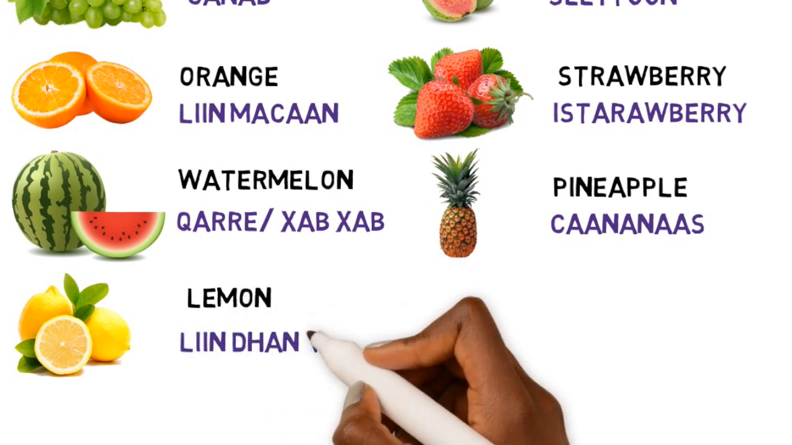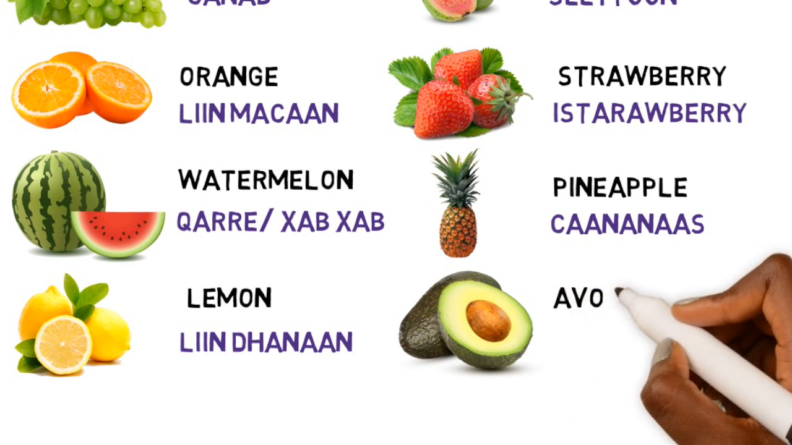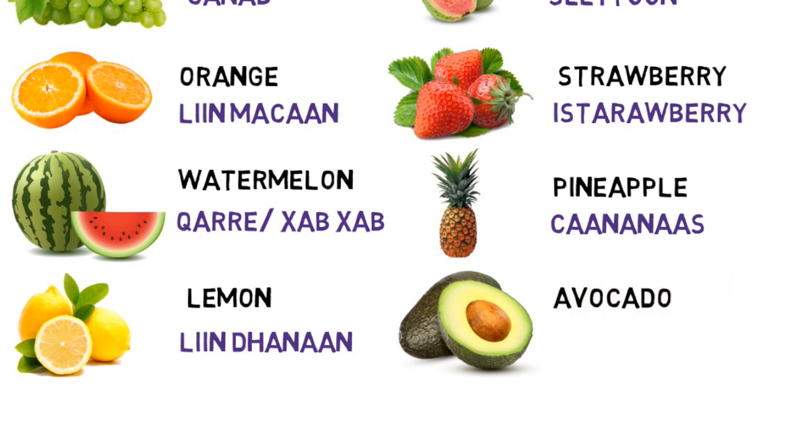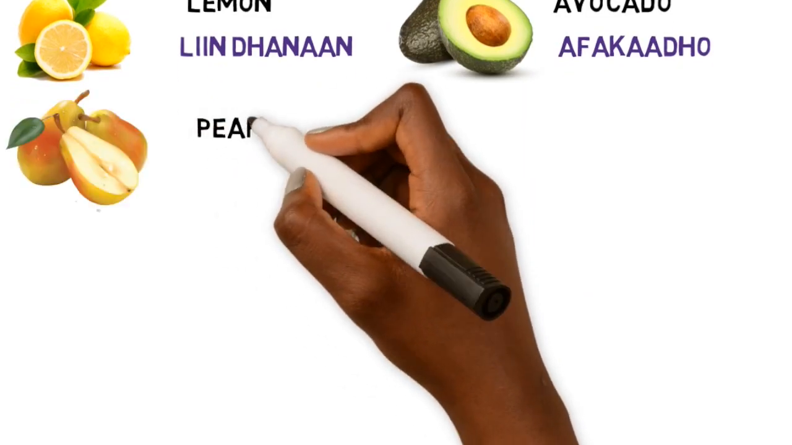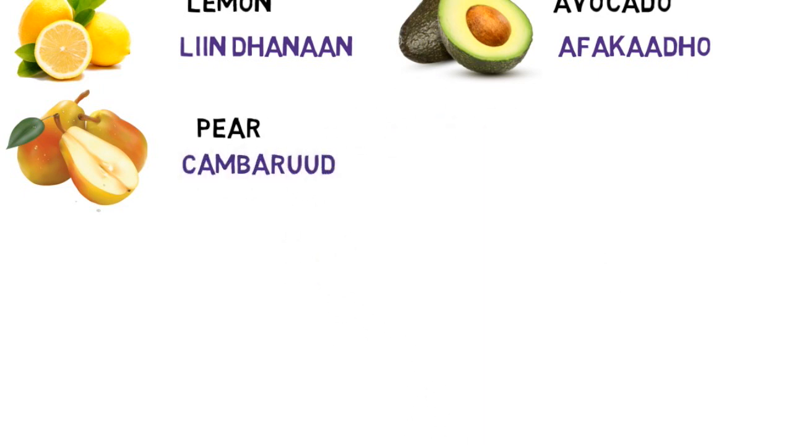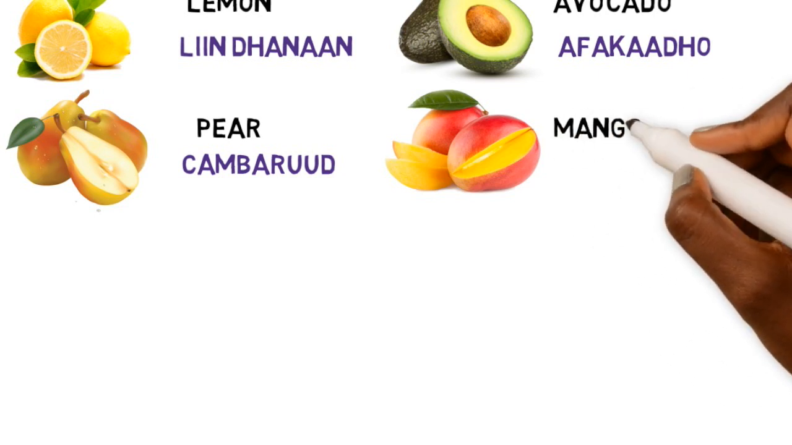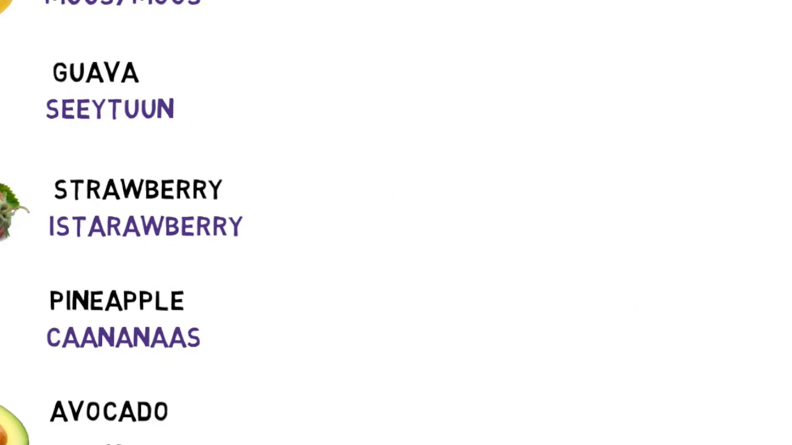Lemon is lindanan. While avocado is avocado. Pear is amberut. While mango is ambe or ambo.